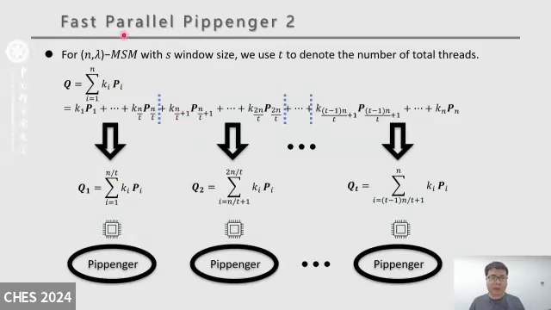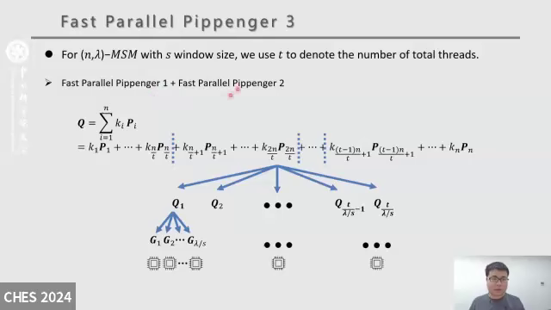Okay, let's see the first parallel Pippenger two. This is a general method. Note that Q can be expressed as this large-scale summation. So we can divide this large-scale summation into T small-scale summations. They are independent. So for each small-scale summation, we can use a serial Pippenger algorithm for computation.